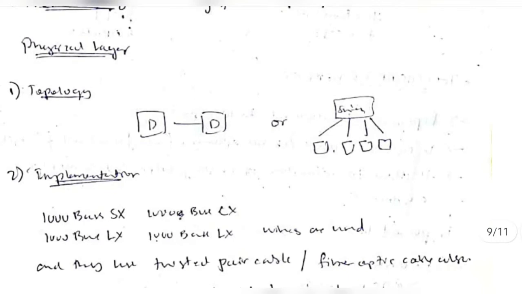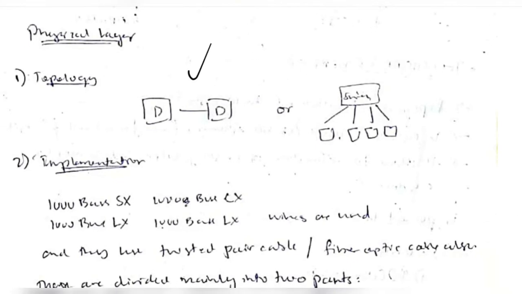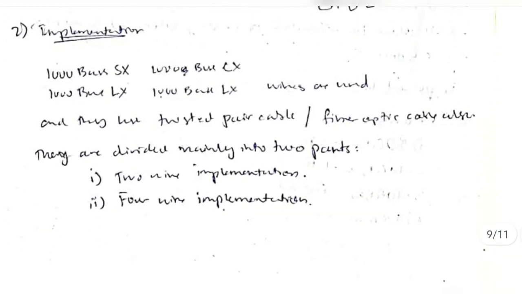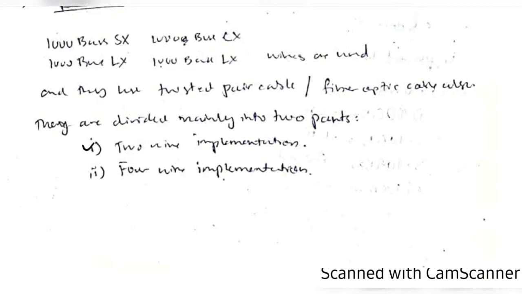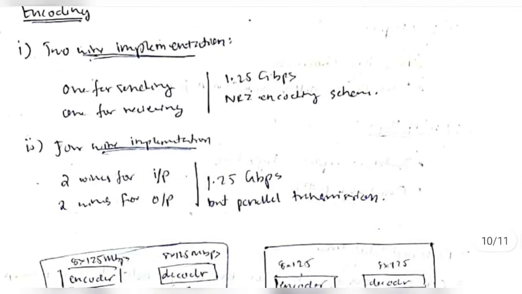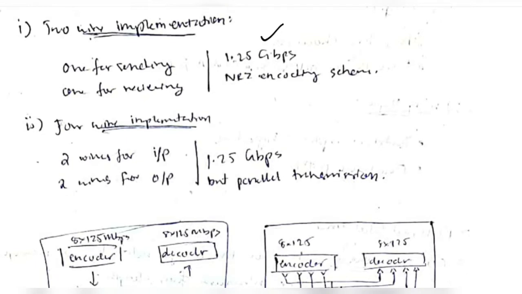The physical layer is the same. We use two topologies: point to point for one to one, or star topology for multiple device transmission. That is the same, but the implementation is different according to the type of data and the length of the data you want to send. It's divided mainly into two parts, 2 wire and 4 wire implementation. This we also saw earlier, but only the rate and the encoding scheme are changed. Before it was Manchester scheme, here it is NRZ scheme.